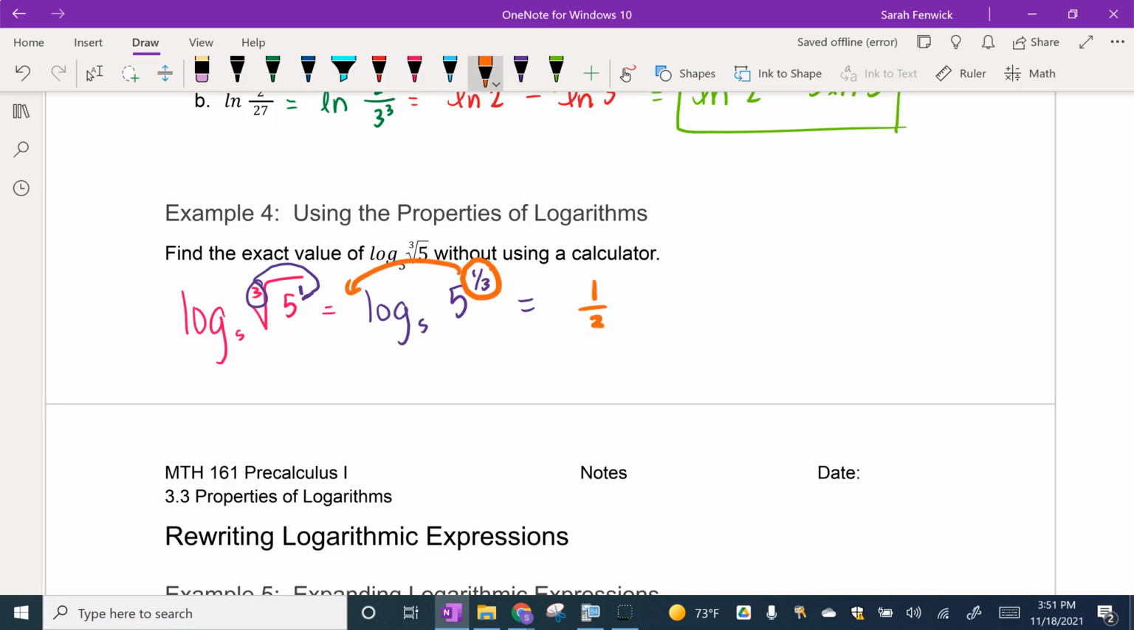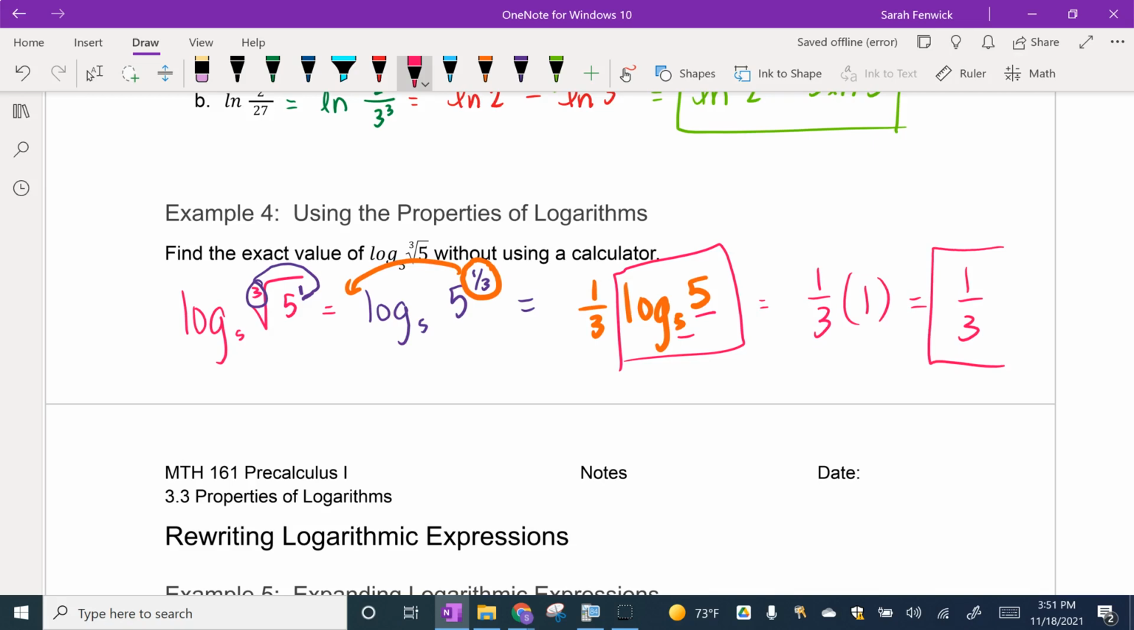I have 1/3 log base 5 of 5. Well, if my base and my argument match, in the, I think it was section 3.2 notes, they told us that that equals 1. So 1/3 times 1 is 1/3. All right, so in the next video, we will be expanding and condensing logarithmic expressions.